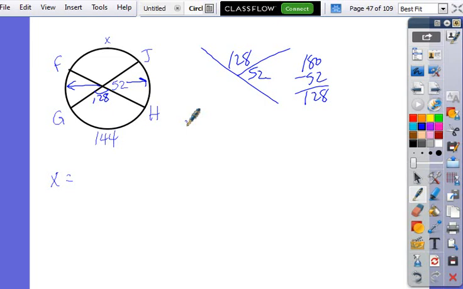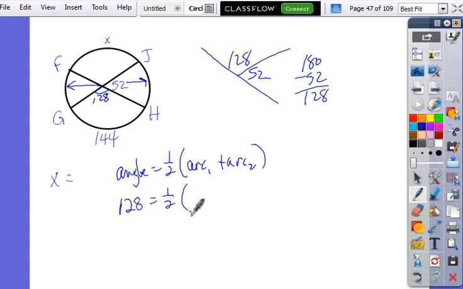All right. The rule says this: the angle is half of the first arc plus the second arc. What is the angle in this case? It's 128. So I'm going to put the 128 in first. What is the arc that it makes, the first arc? 144, plus the arc that's vertical, which in this case is x. So there's my equation that I've got to solve.